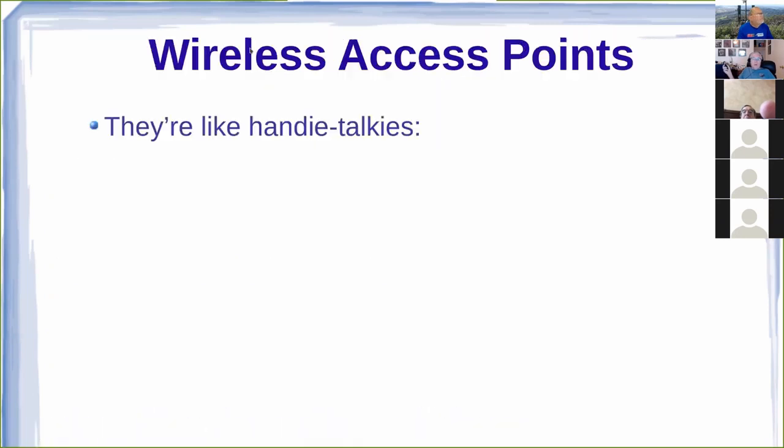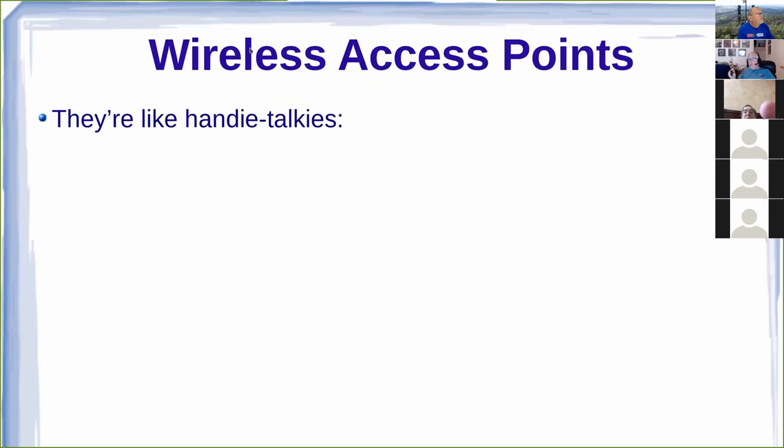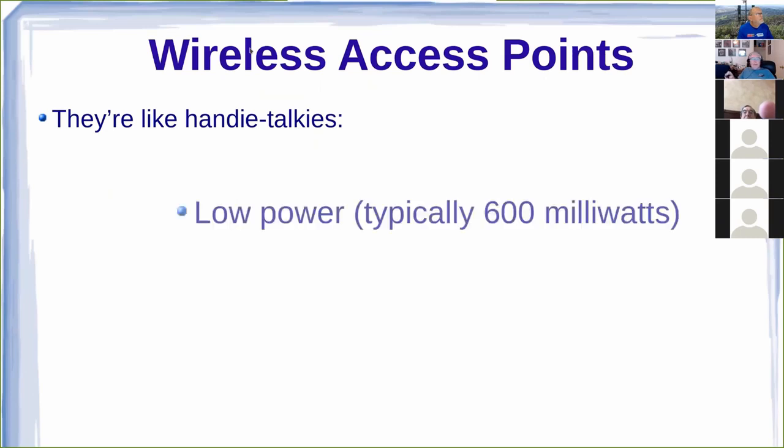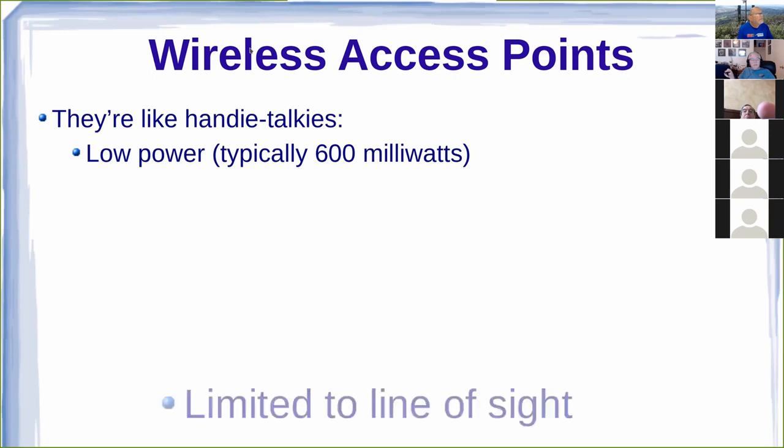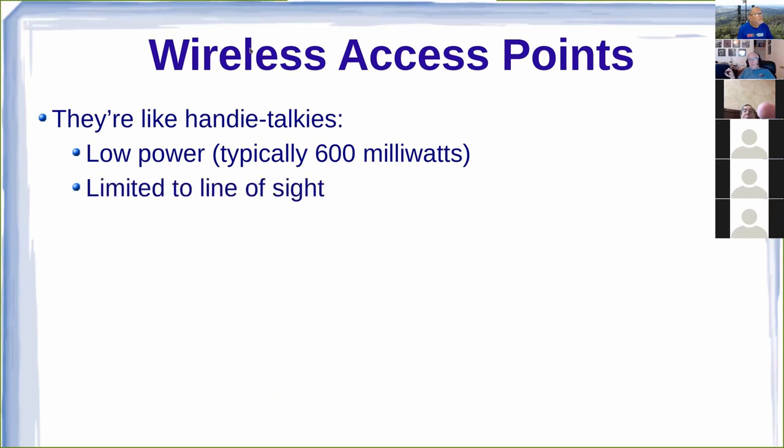So let's talk about these wireless access points. You have to kind of consider them like handy talkies. They're low power, even lower power than a handy talkie. Most of them are around 600 milliwatts. A few of them are higher. And because they are 2.4 gigahertz, 3 gigahertz, and 5 gigahertz, they're pretty much line of sight. Strictly line of sight, actually. We'll talk about that more.